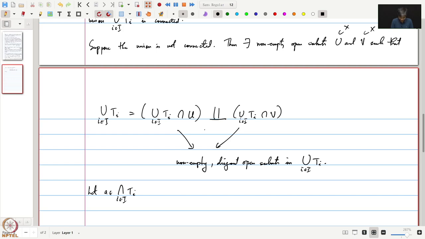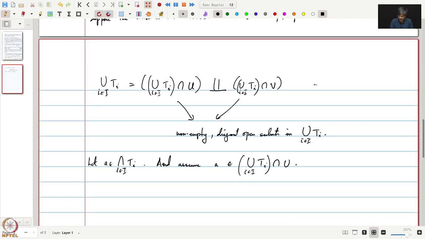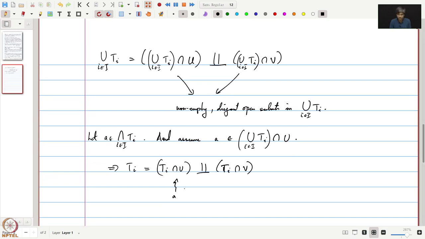So now we can intersect both sides with T_i. So this will imply that T_i is equal to T_i intersected with U. Okay, so we can fix A and assume A is in this union intersected with U. Right, let's assume this. Now we intersect this equation with T_i on both sides. So we get T_i is equal to T_i intersected U, disjoint union, T_i intersected V. Now, this contains A and so is non-empty.